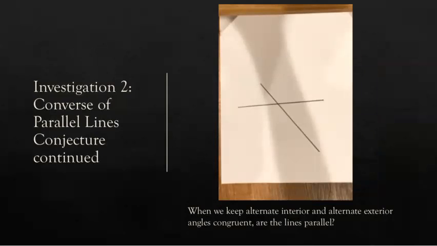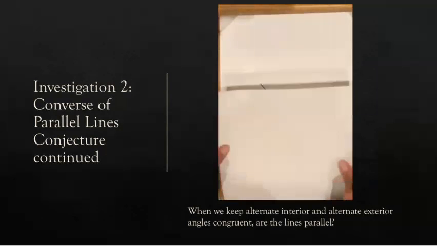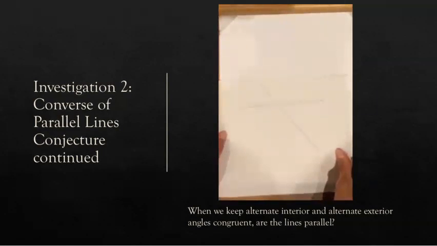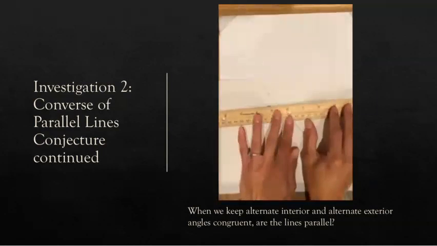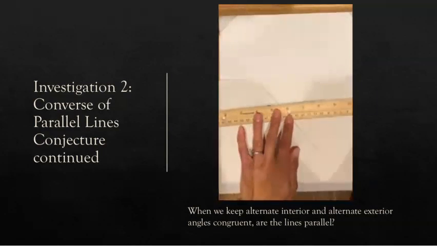Now part 2, what about keeping alternate interior and alternate exterior angles congruent? We're going to start with that same intersection of lines on our paper, and we're going to trace on our tracing paper again. And so we are making congruent angles right now.